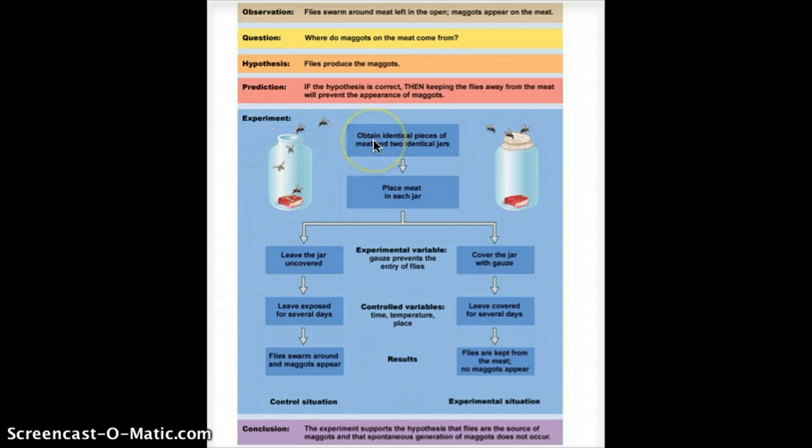He got two identical pieces of meat because he doesn't want any other variables, and two identical jars, and he puts the meat in the jar. Now his control group, he leaves the meat as if it would normally be left. So the jar is uncovered, it's exposed for several days, and flies actually swarm. For his variable group, now they're calling it the experimental situation, which is the same thing as the variable group, he covered it with gauze.